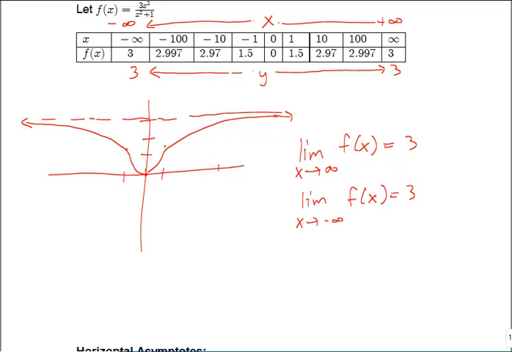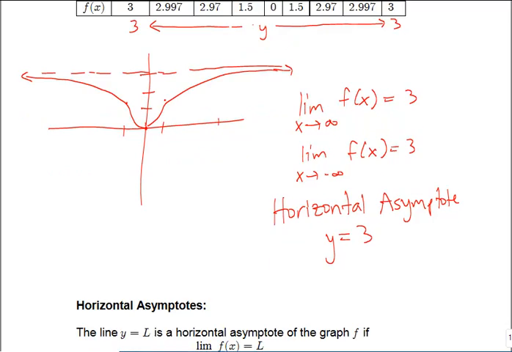And the importance of limits at infinity is the fact that graphically what you'll see is a horizontal asymptote. So if these limits at infinity actually exist and equal a finite number, then you're going to have a horizontal asymptote showing up on your graph. And because it's horizontal and the equation of a horizontal line is always y equals a constant, this would be the equation y equals 3. So limits at infinity lead to horizontal asymptotes.